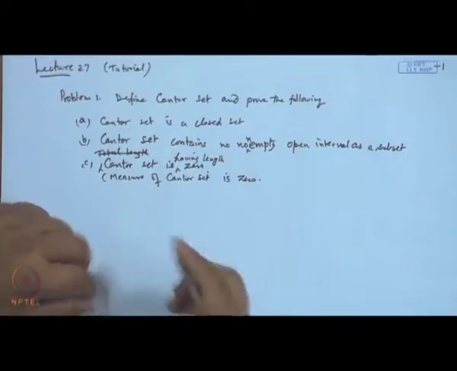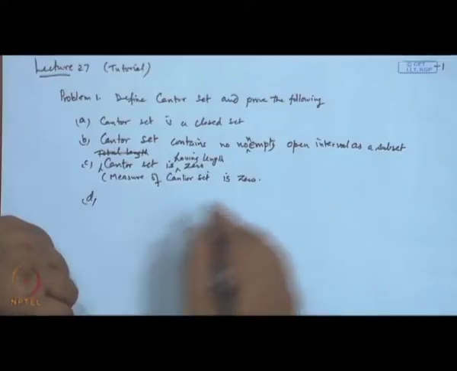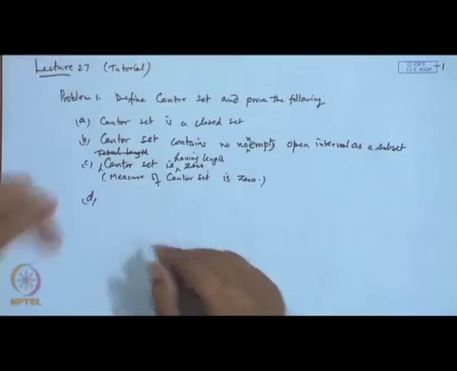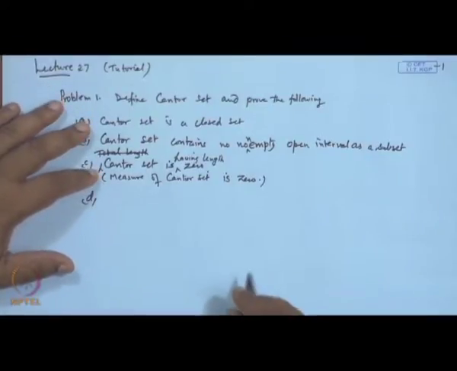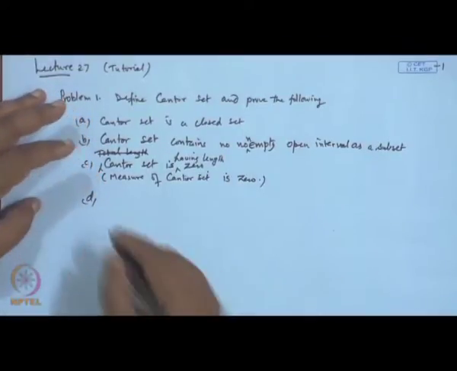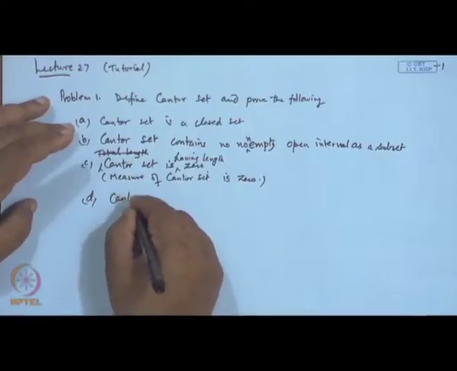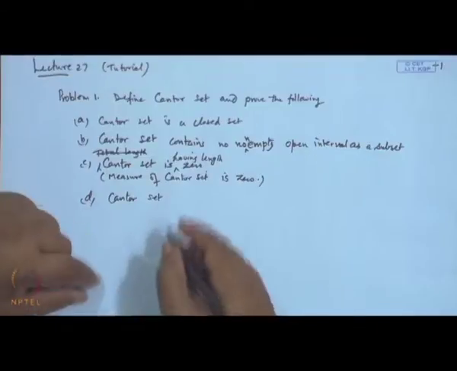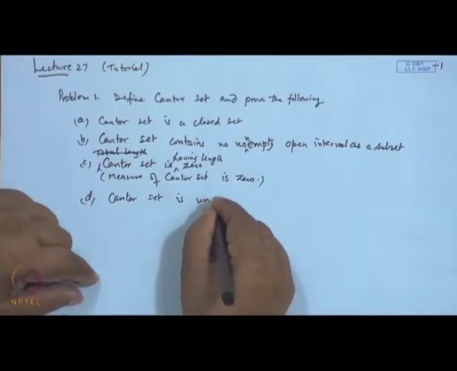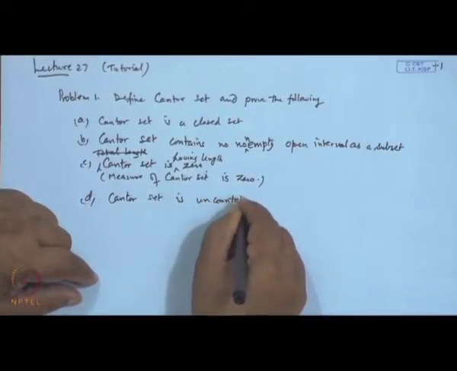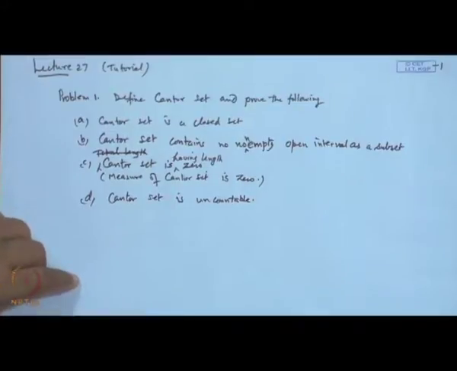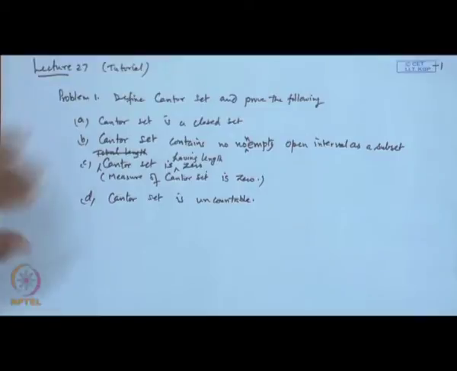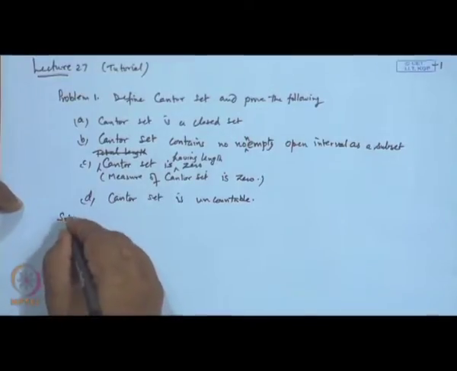Because we have not discussed measure, I wanted to avoid this term. And then the fourth one is that the Cantor set is uncountable. So, we want to establish these four things about the Cantor set. Let us see the solution.